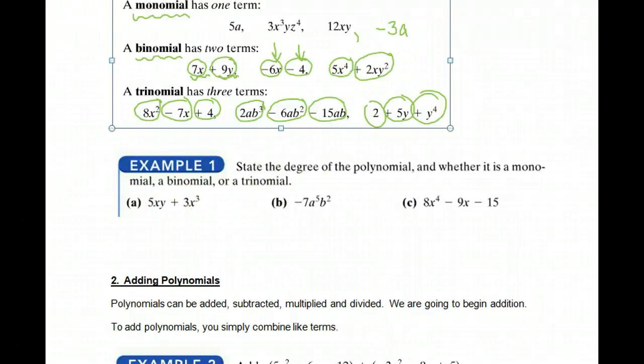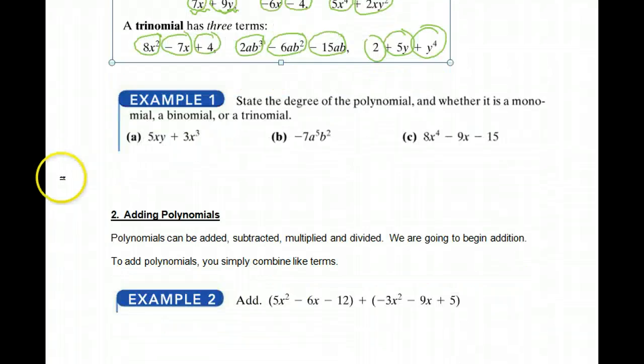So what we're going to do now is state the degree of each of the polynomials written below, and we want to state also whether it is a monomial, a binomial, or a trinomial. So why don't you go ahead and pause the recording, identify its degree, and what type of polynomial it is. Go ahead and pause the recording now. When you're ready, hit play.